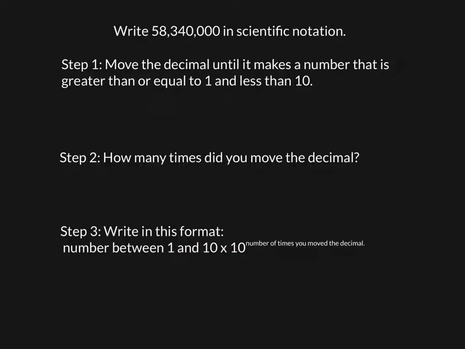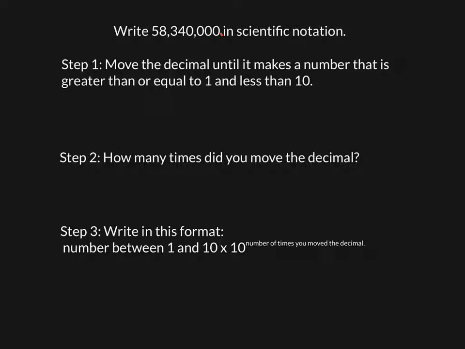Alright, so I want you to write this down, please. It's step 1, step 2, step 3 on how to write a number in scientific notation. Step 1, we have to move the decimal. In this one it doesn't look like there's a decimal, but there is a decimal right here. I need to move the decimal until it makes a number that is greater than or equal to 1 and less than 10.